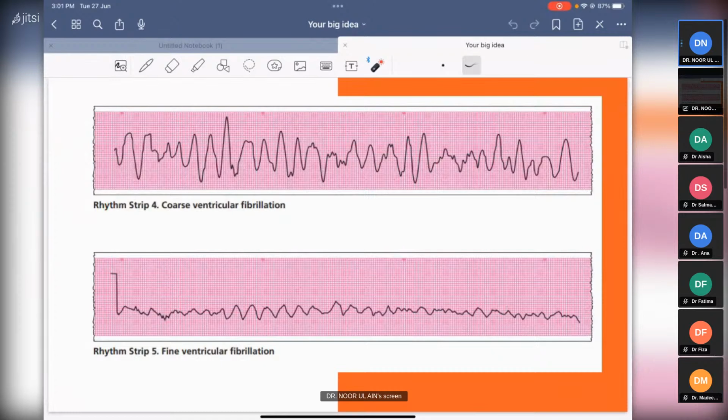So ventricular fibrillation is one of the most severe, horrible patterns you can have, and it will never happen in an awake patient. If you see a pulse, if you see the patient is awake, please exclude ventricular fibrillation from your options. Right? This is just to tell you the difference between coarse and fine ventricular fibrillations. The treatment is the same, everything is the same. You don't have to bother about it.